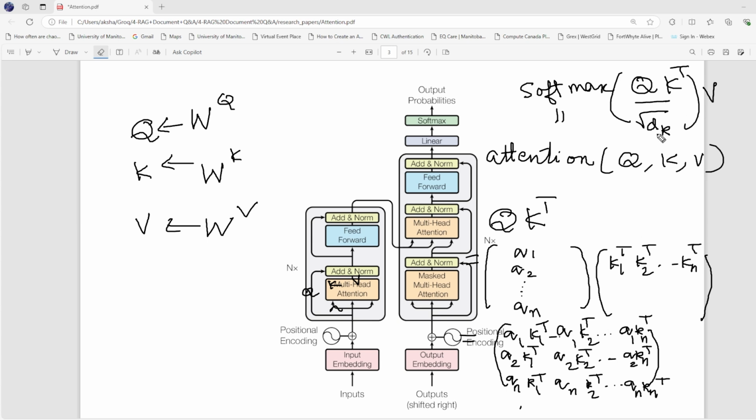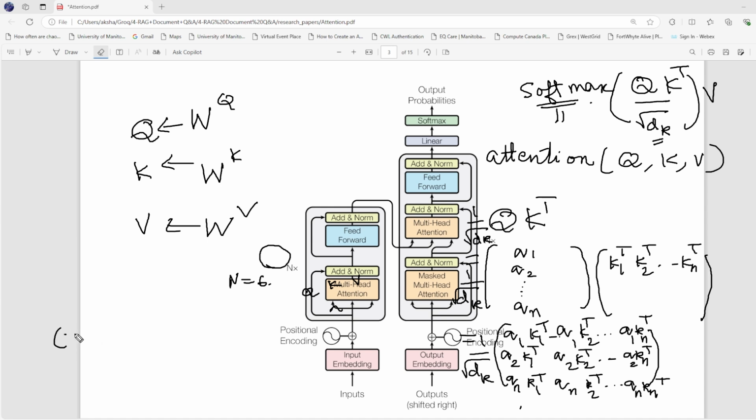Now what's happening here is, as you can see, the square root of dk is being multiplied. The reason being, when you take this dot product, and this happens many times. As you can see here, this is happening Nx times, N being 6. So this is happening many times. As mentioned in the paper, they suspect that this dot product is just going to blow up at some point. And then you take softmax on top of it.